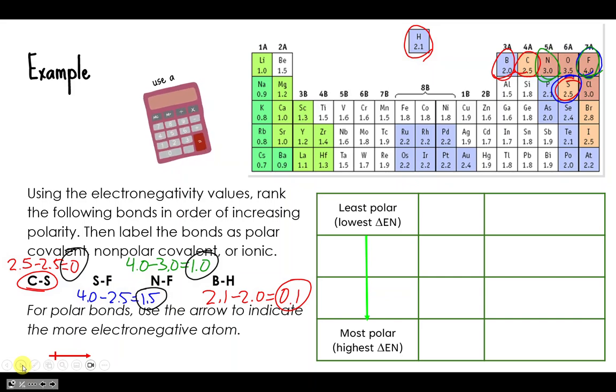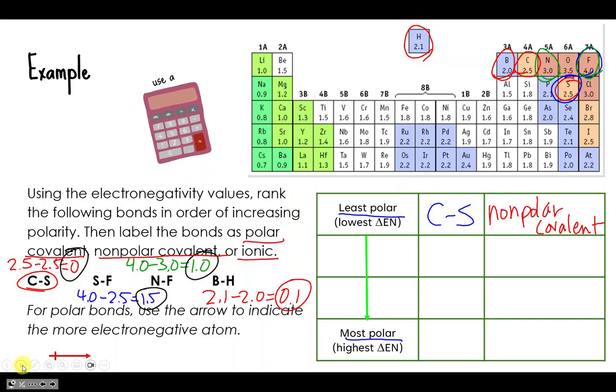And they want us to rank from least polar to most polar. So which one was our lowest electronegativity difference? CS. So this is what we would put here. Now, the other thing we have to identify, is it polar covalent, non-polar covalent, or ionic? So if it has a 0 for electronegativity difference, which category does it fall in? Non-polar covalent. Like so.